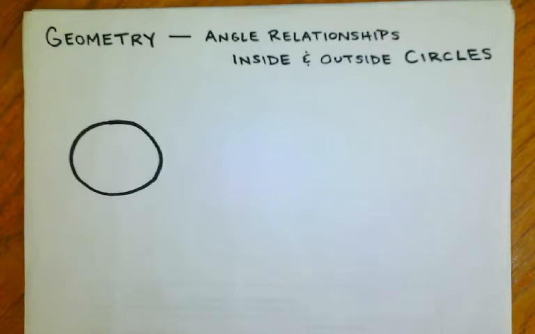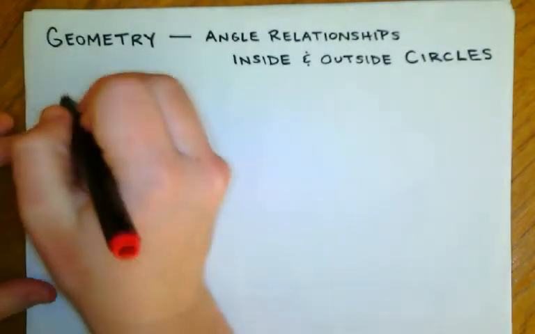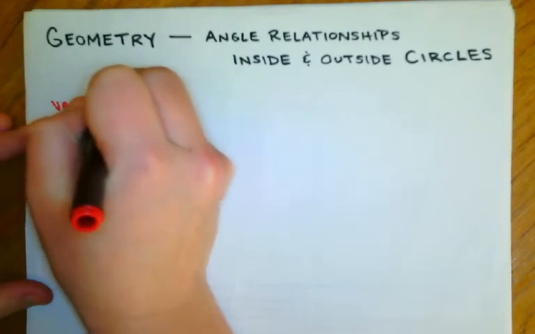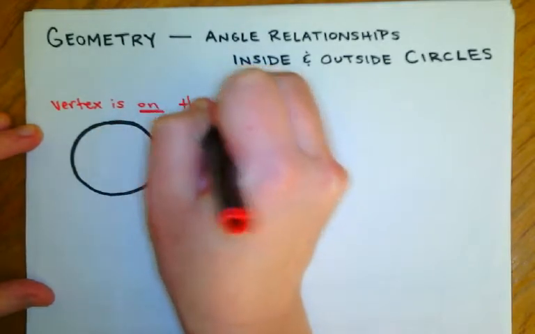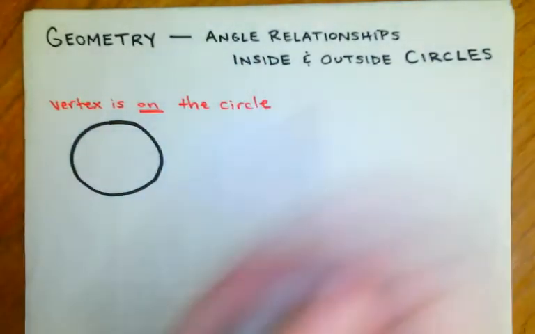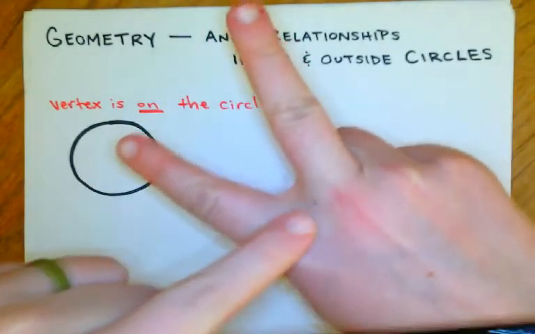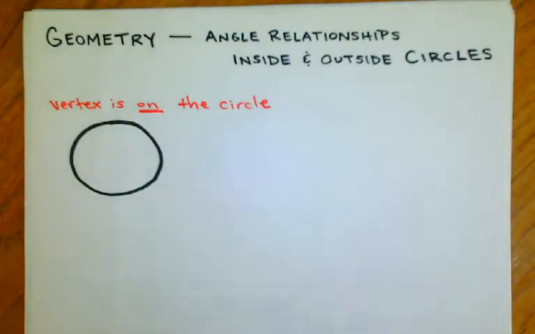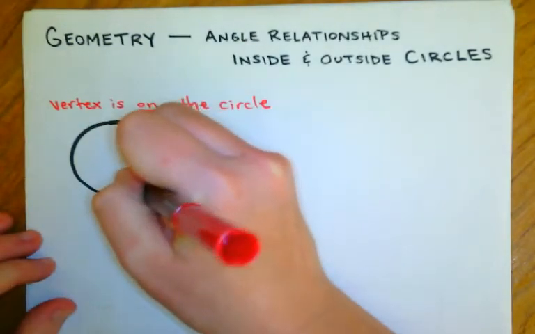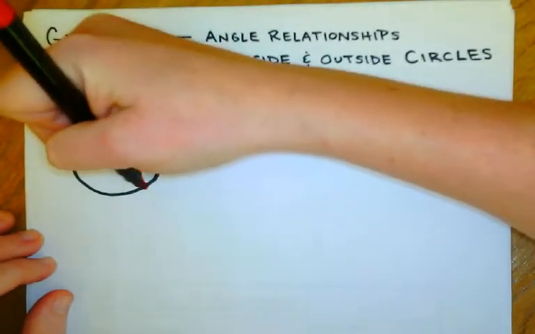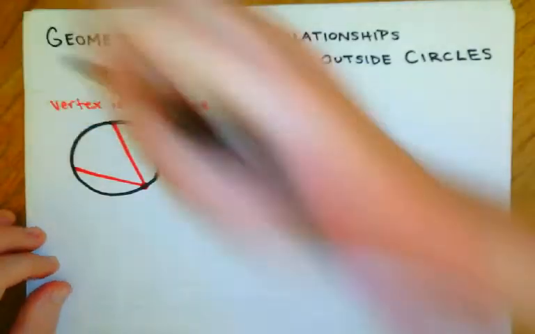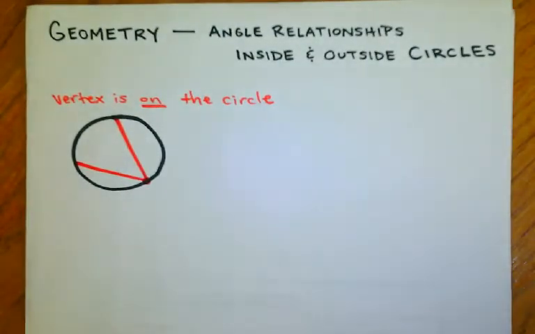one of the very first angle relationships that we're going to talk about is when our angle is on the circle. All right, so when our vertex is on the circle. Remember, the vertex is the point of your angle where you would measure the degrees. So if our vertex is on the circle like this, then we've just got two chords somewhere else to create your angle.